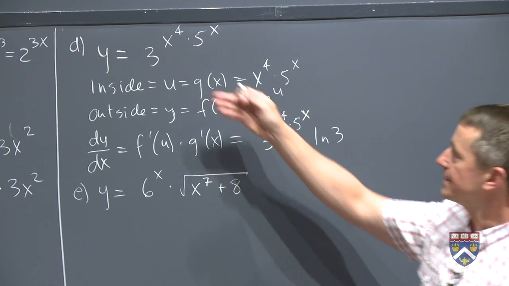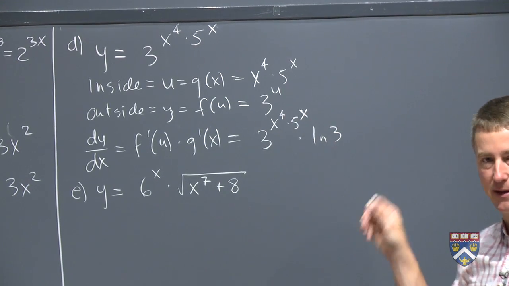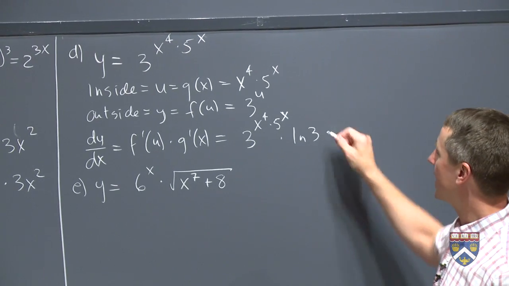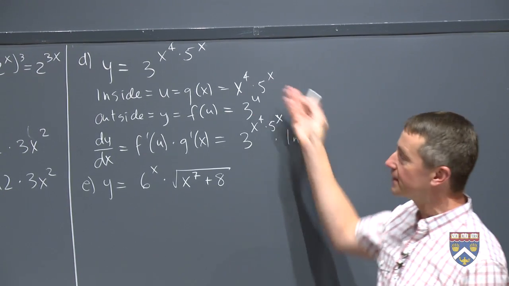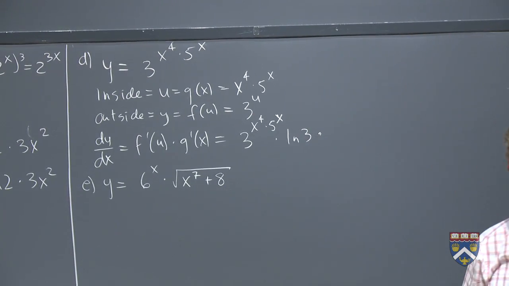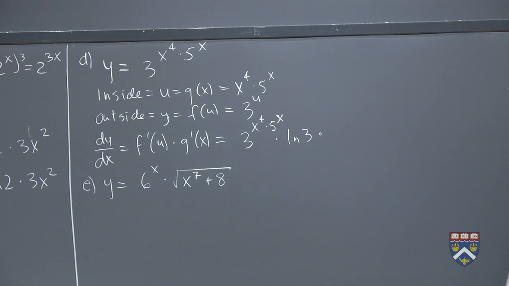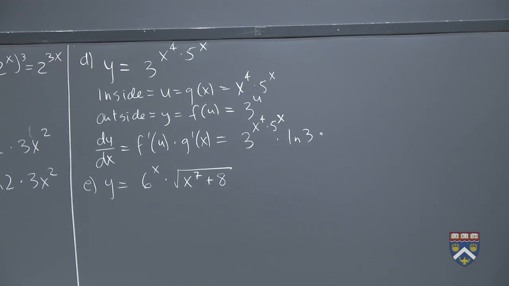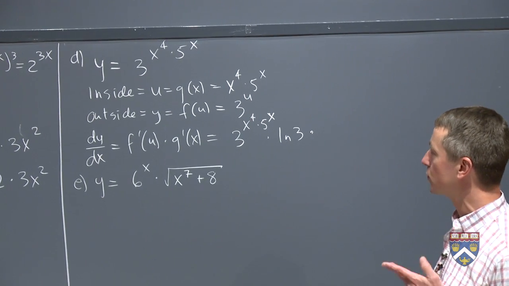So we've got 3 to the something becomes 3 to the same something, ln 3. Now times what? We're supposed to take the derivative of the inside. But as we said, the novelty of this particular function is that the inside function is a product. So to take the derivative of this, we need the product rule.